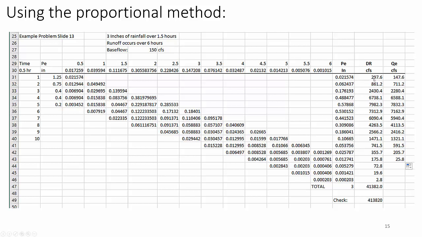Then we have our direct runoff event, and we multiply this times 2.9, or we multiply this times our area to get our direct runoff in cubic feet per second, because we have rainfall, effective rainfall, precipitation E, times our area of our watershed, and we come up with cubic feet per second, and we subtract the base flow to come up with Q sub E, the effective runoff over time. Now, 41,382 happens to be what we get when we multiply 3 inches of rainfall times our watershed area.